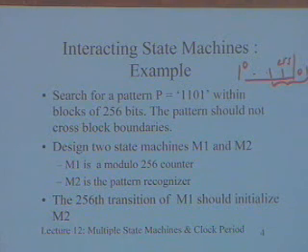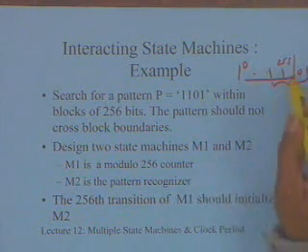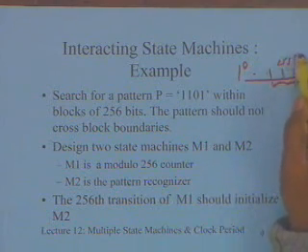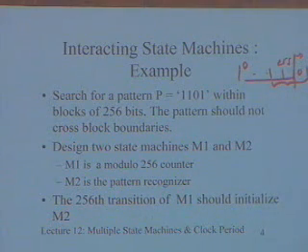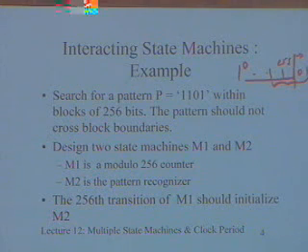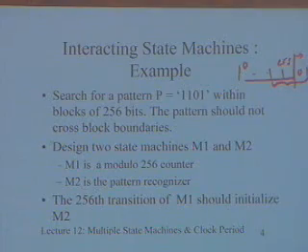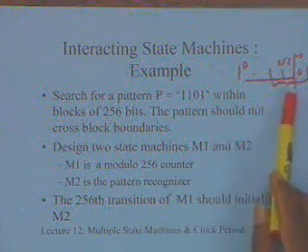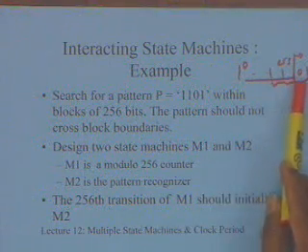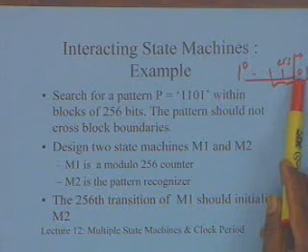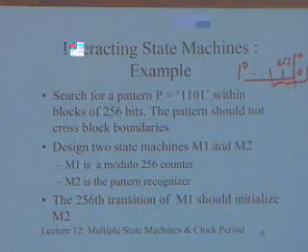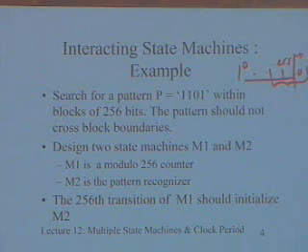The way I look at it is, each time I start a new block, I should be initializing my M2 state machine. That is what is really required. M1 is just going modulo 256, and each time I should be able to initialize. So it does not matter even if I have got this 1 1, I should still go to the initial state rather than continue with the transitions which are required for the pattern.